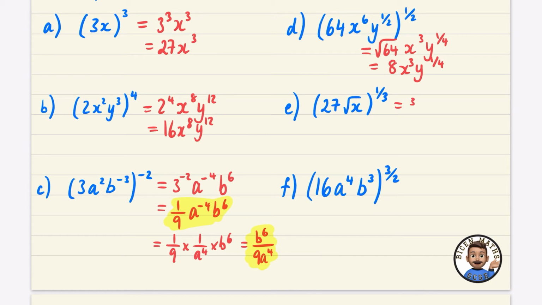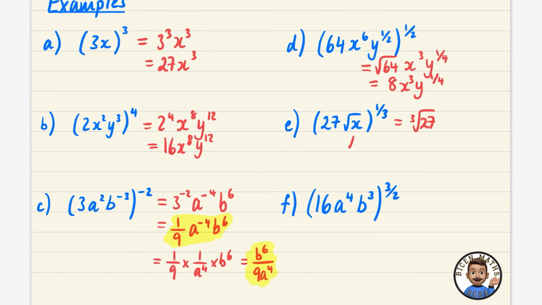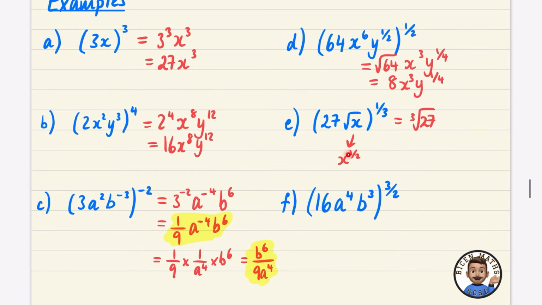This is going to be the cube root of 27, because everything is going to have the 3rd with it. And this one, you might need to remind yourself that the square root of x, you can write that as x to the half. So we just need to work out the half multiplied by the 3rd. A half multiplied by a 3rd is just going to be 1 over 6. So it's the cube root of 27 and then x to the power of 1 over 6. The cube root of 27 is 3, so it's 3x to the 6th.